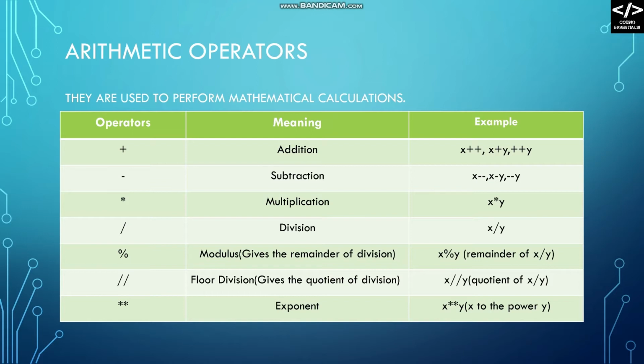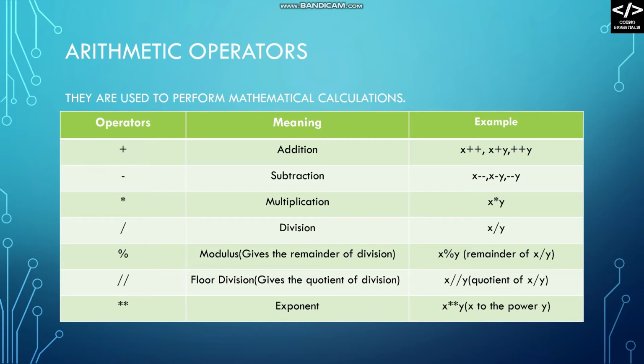Then comes multiplication. Multiplication is denoted by asterisk, so x asterisk y means x multiplied by y. Then comes slash, which means division, so x slash y means x divided by y. Then comes the modulus operator. The modulus operator gives the remainder of the division. For example, x modulus y will give the remainder of x by y.